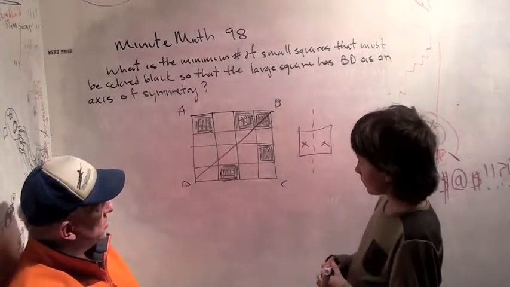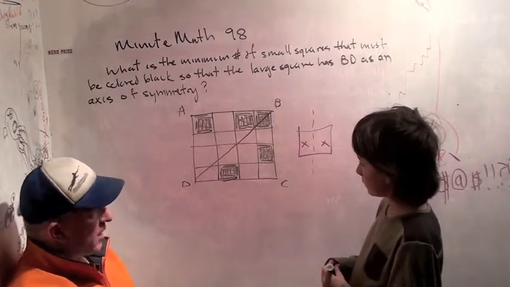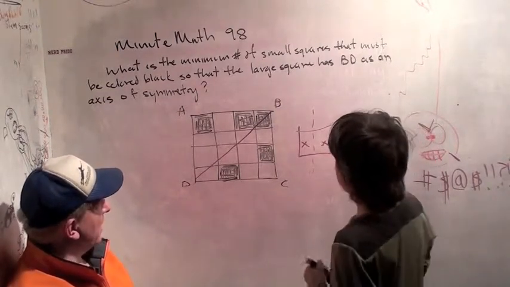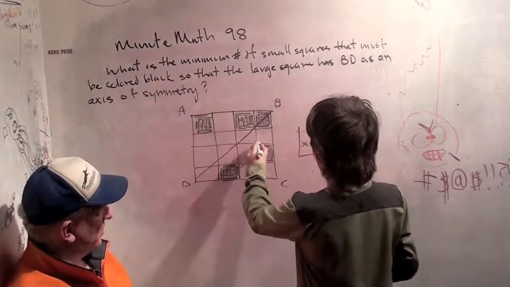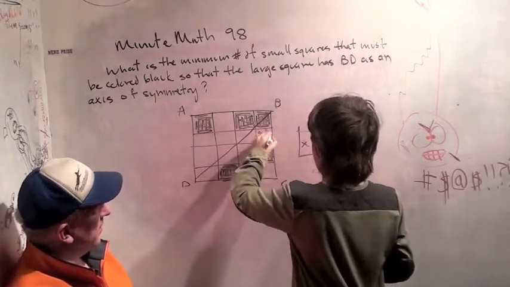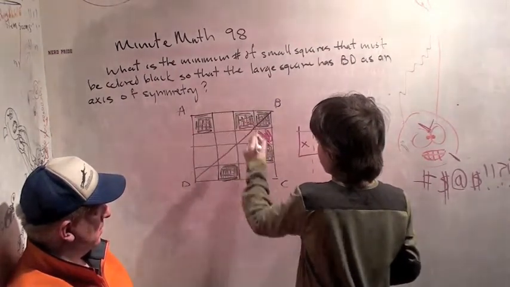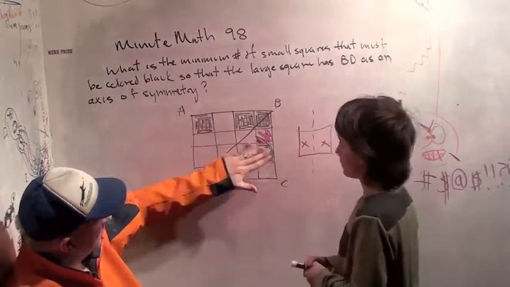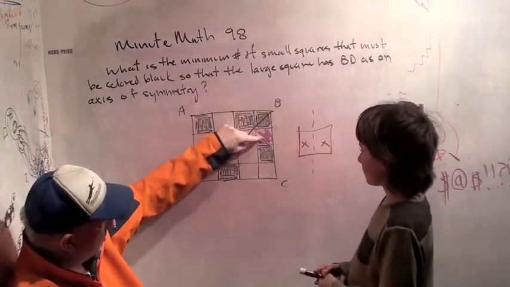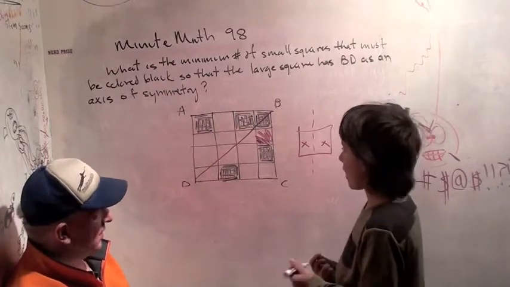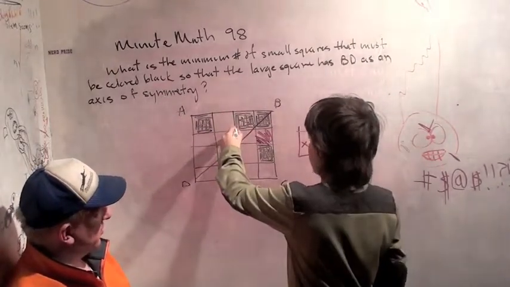Okay, so can you show me a square that has to be colored in to make that line BD an axis of symmetry? Well, this one. Okay, why? Because it corresponds to this one. Okay, so that if I folded this over like a napkin, this square would fold over right onto that square, right? Okay, so maybe the minimum number is 1.